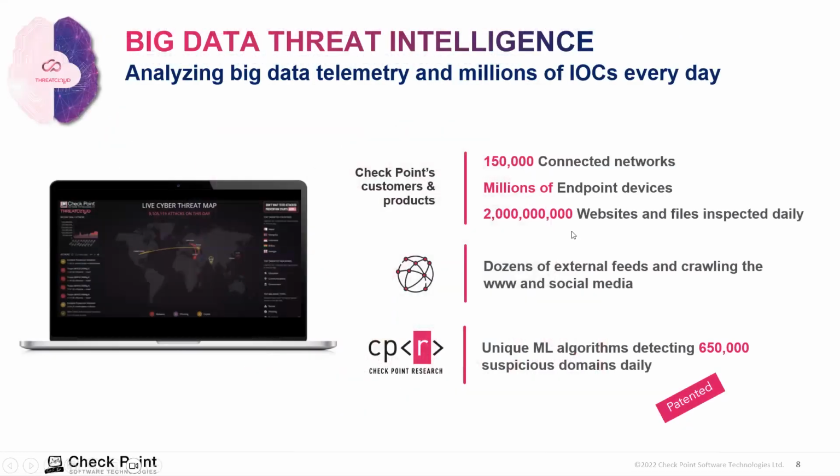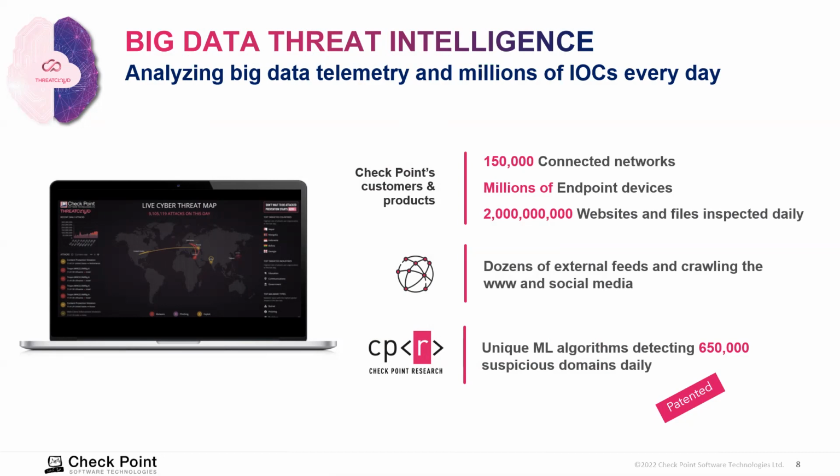So where do we get all this? Check Point's customers and products. We have 150,000 firewalls connected out there at all times, if not more. We have millions of endpoint devices out there. And these machines and these agents and these cloud widgets, they are inspecting 2 billion websites and files daily. So we get a lot of data.